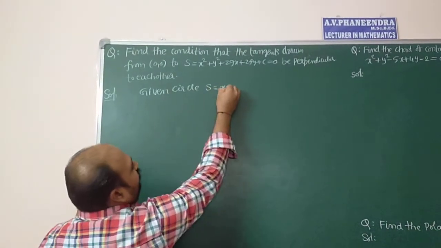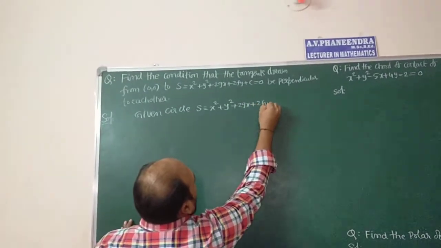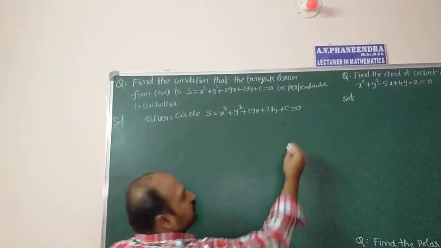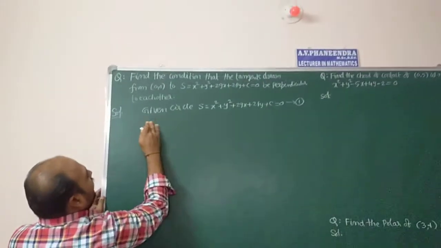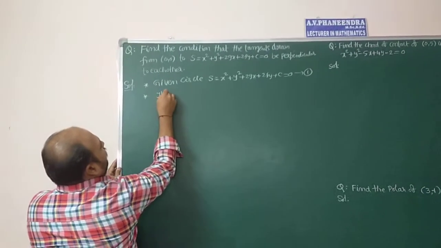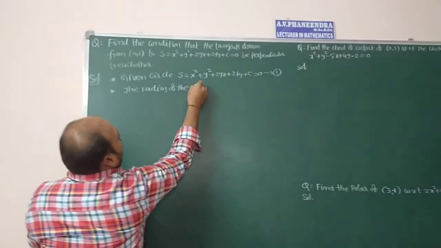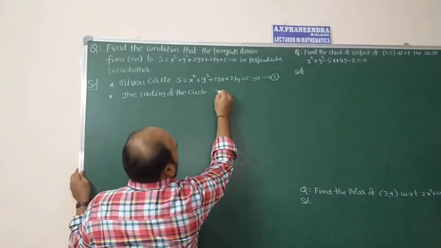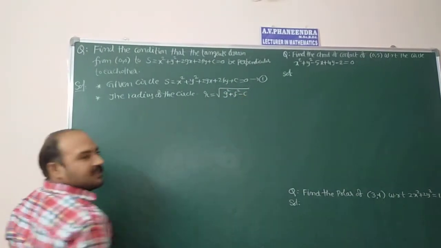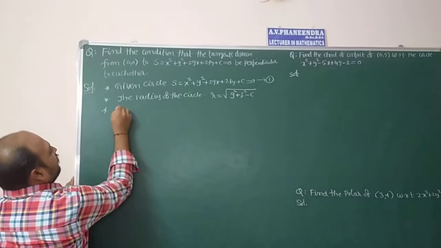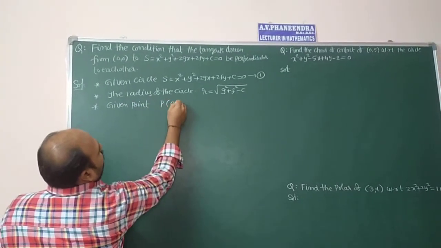S is equal to x square plus y square plus 2gx plus 2fy plus c equal to 0. We know that the radius of this circle, r, is equal to square root of g square plus f square minus c. And given point is 0, 0.